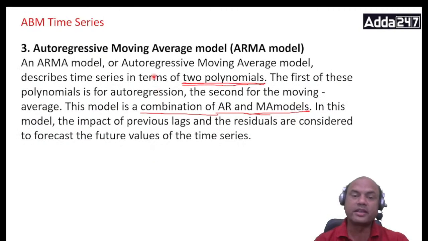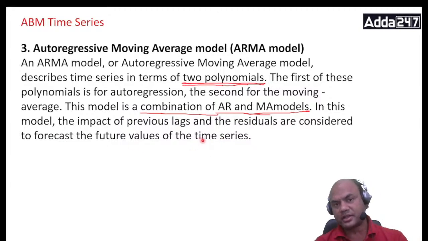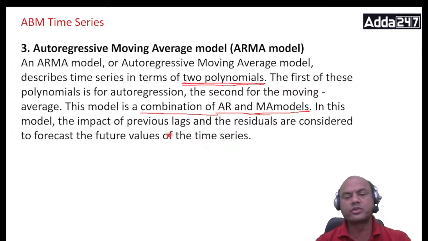And now it's a combination, ARMA. Third one, ARMA model or auto-regressive moving average model. ARMA model describes a time series in terms of two polynomials. Remember, again underlined words, two polynomials. The first of these polynomials is auto-regression and the second is moving average. So it's a combination. The model is a combination of AR and MA model. In this model, the impact of previous lags and residuals are considered to forecast the future values of the time series. Okay, future values.